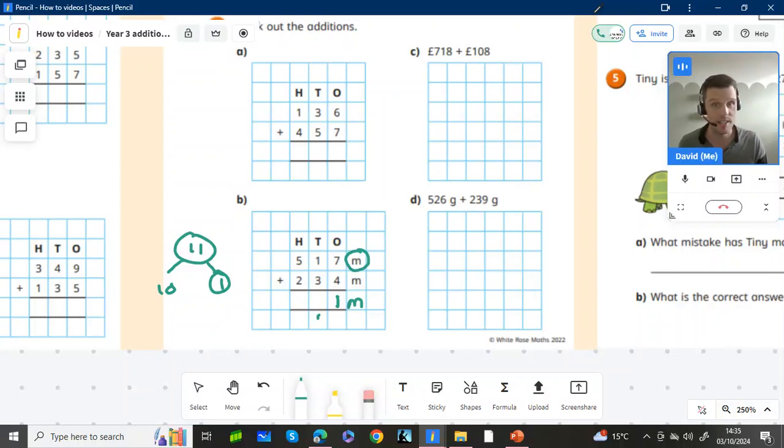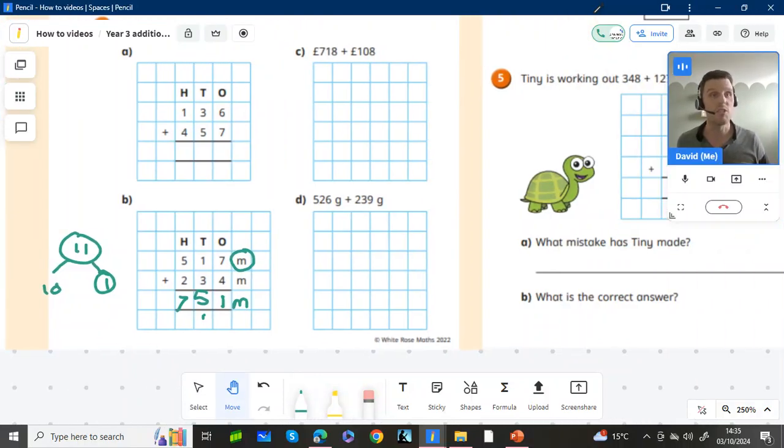And then I add the tens. So 1 plus 3 is 4 tens. Add the extra 1 makes 5. And then I add the hundreds. 5 plus 2 equals 7. Okay. I've already written my units, so I don't need to write them anymore. I don't have to worry about them.